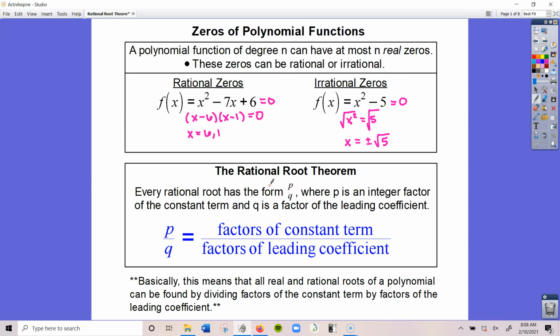What this does is, basically, we take the factors of the constant term and we divide them by the factors of the leading coefficient. And then that's going to give us a list of all of the possible rational roots. So instead of starting with an infinite amount of possible roots, where we have no idea which one it could be, at least this will give us a list which we would test. So let's see how this works.